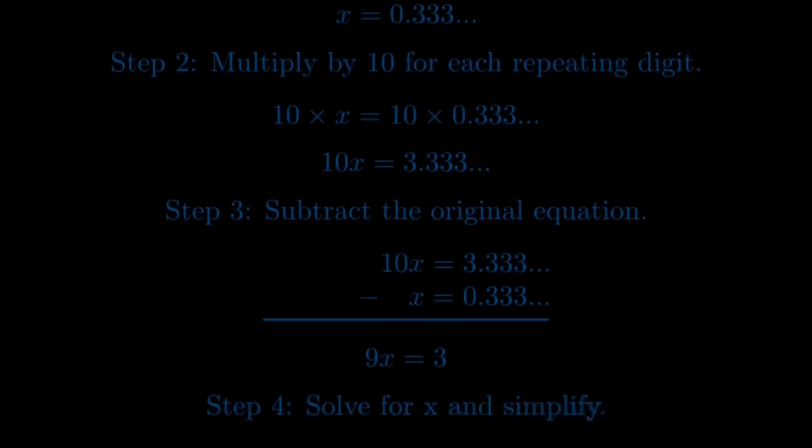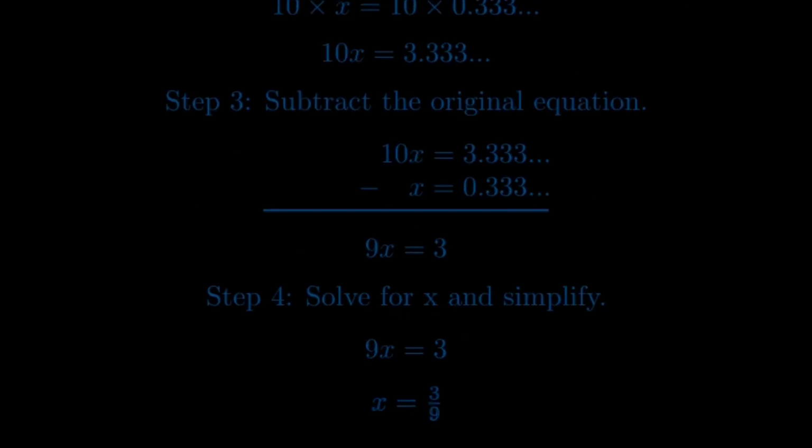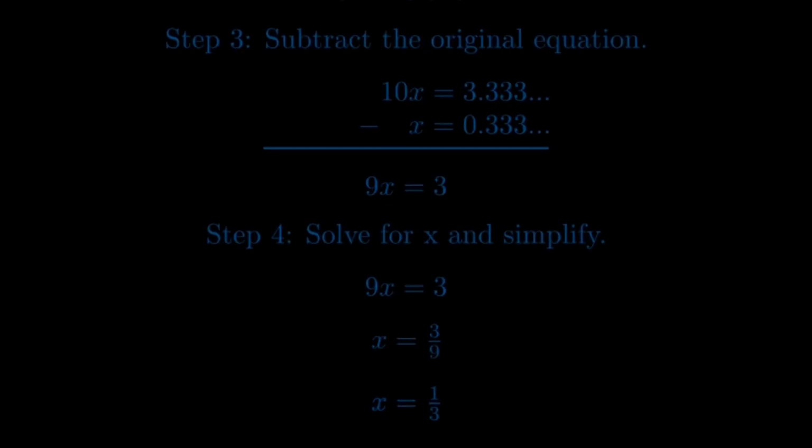The final step is to solve for x. To get x alone, we divide both sides by 9. So x equals 3/9. This fraction can be simplified by dividing the top and bottom by 3. Our answer is x equals 1/3. And there you have it. We've proved that 0.3 repeating is exactly equal to the fraction 1/3. You have now learned the process to convert a simple repeating decimal into a fraction.